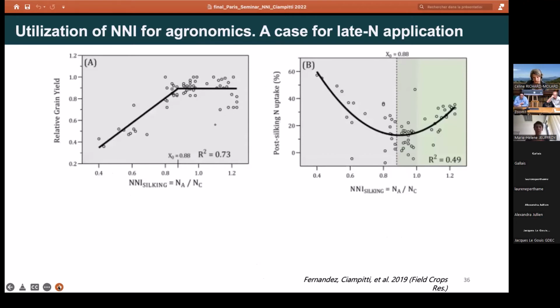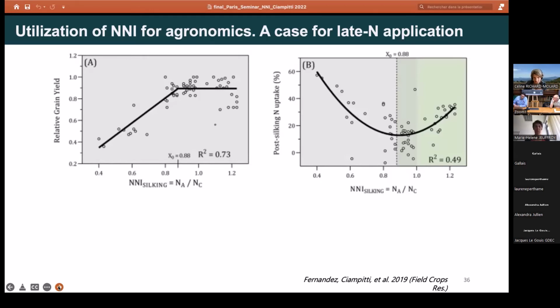And then, voila. When we were looking at the data, we start looking at relative yield, and then we calculate the nitrogen nutrition at silking. And then what we start seeing is that, as already reported in many other papers, there seems to be a critical threshold around 0.9. It shows that if you are below this nitrogen nutrition number, you have a high level of response. If you are above the number, your response is very unlikely.